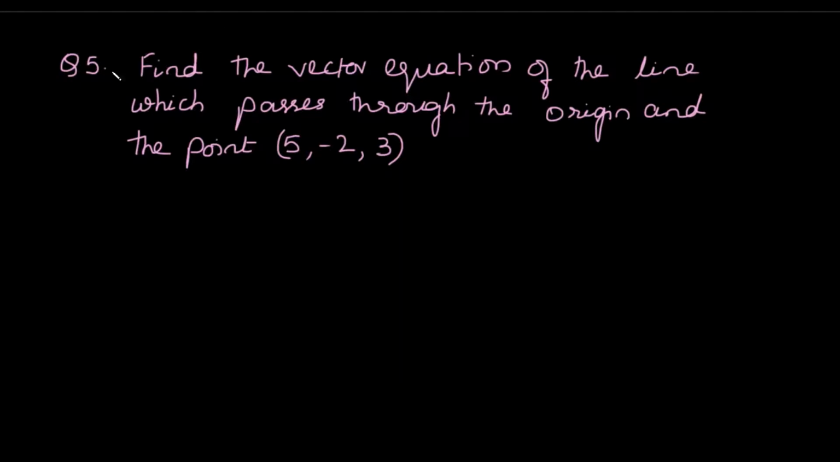The question number 5 now. Find the vector equation of the line which passes through the origin and the point 5, minus 2 and 3. So understand that the line passes through 2 points. One point is the origin and the other point is given over here. And we are supposed to find the vector equation of this line. So the formula, the vector equation of a line passing through 2 points.